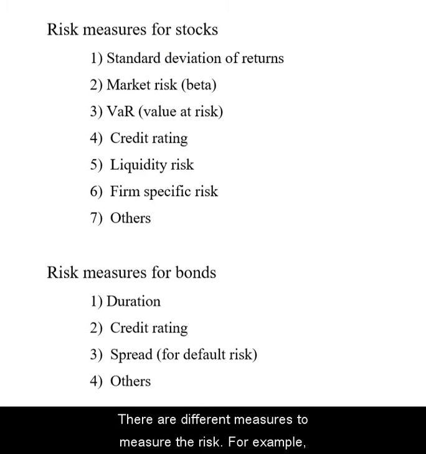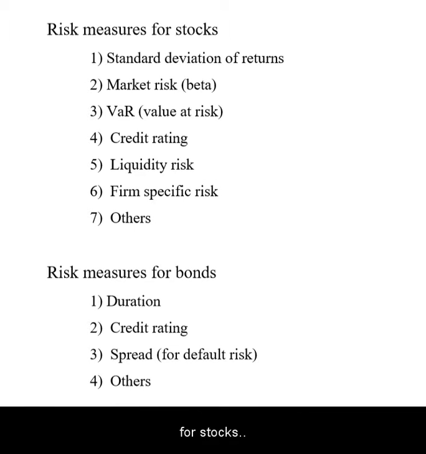There are different measures to measure the risk. For example, for stocks, usually we can use standard deviation of return to measure the total risk. To measure the market risk, we use beta. The typical example is capital assets pricing model.